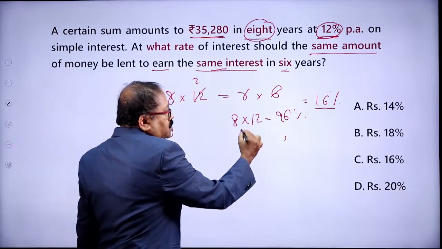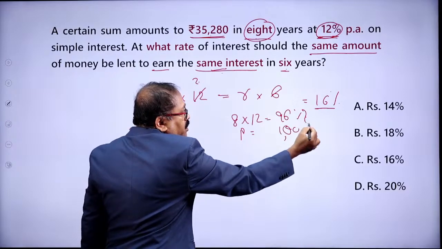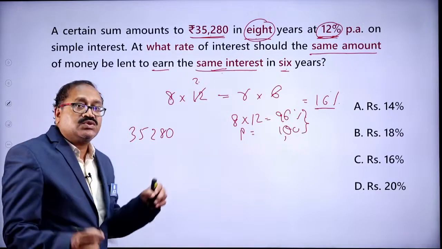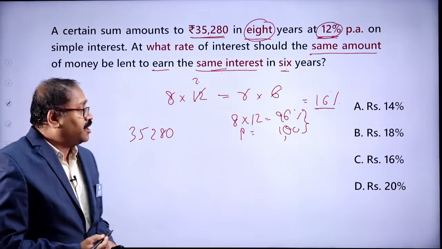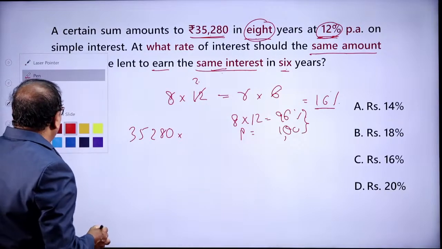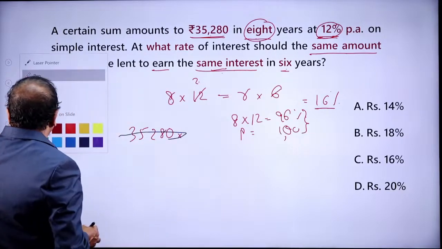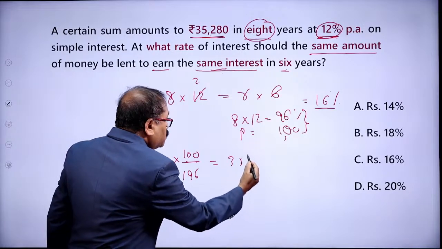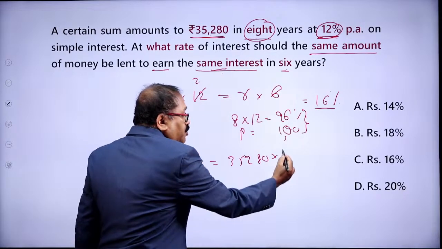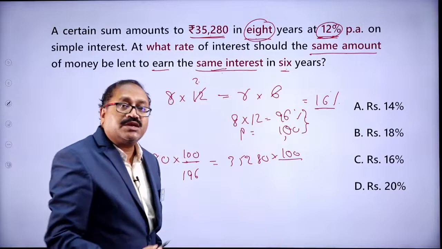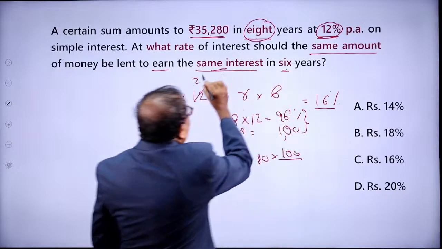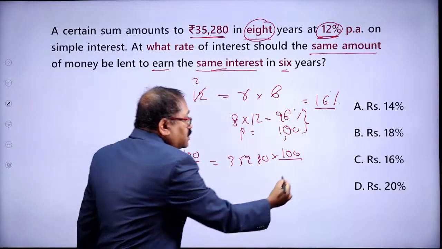And we know the principal is always 100%. So what is the amount? The amount is 196%. So this is given to us as 196%. Right? So here, how do I get the principal? I get the principal as 35,280 into 100. In the second case, what is the overall rate of interest? The time is 6 years and the rate of interest is R. That is 6R.